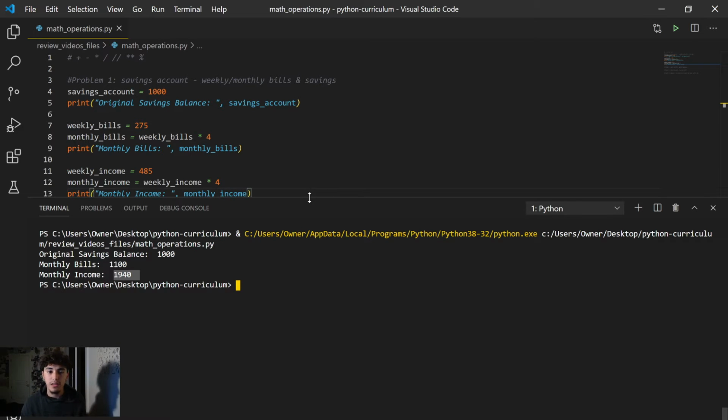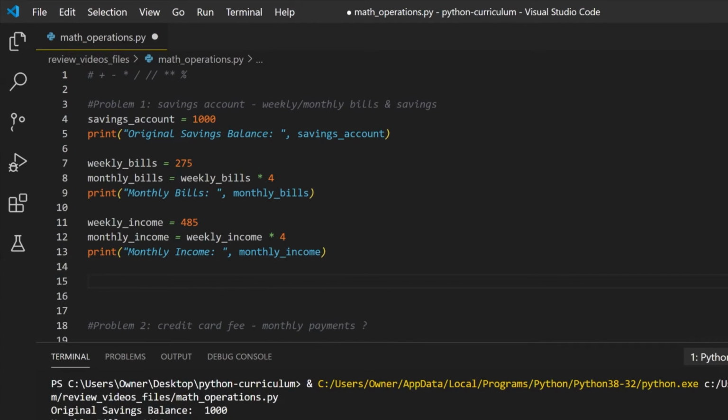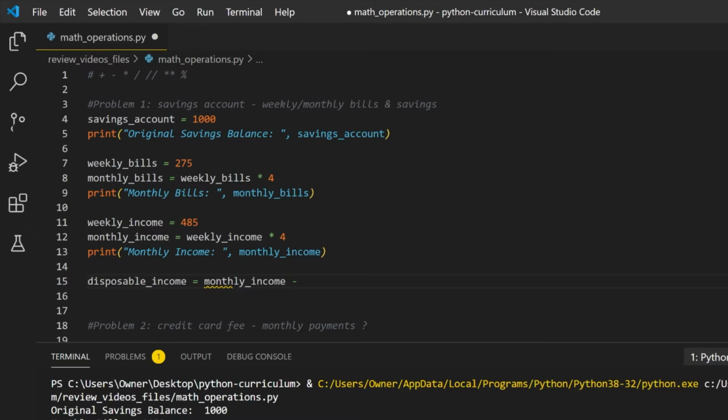So now we have to calculate the difference, to see what our disposable income is. So let's do exactly that. Let's create a variable called disposable income. And our disposable income is just going to be our income subtracted from our bills. So our monthly income subtracted from our monthly bills. And then let's actually make this a monthly disposable income variable so that we can also calculate our annual amount.